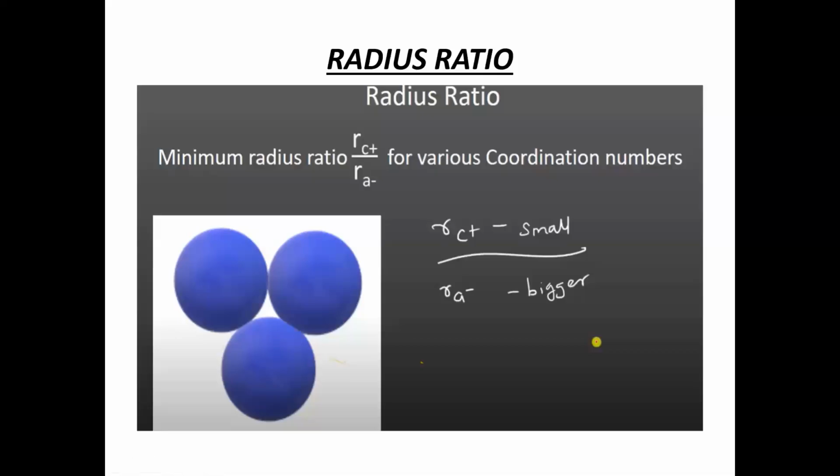Next topic is the radius ratio. For various coordination numbers, we are getting various ratios. In ionic compounds, the radius of the anion is bigger in size, so the radius of the cation is smaller. This is the size of the anion, and the cation needs to settle in that void.